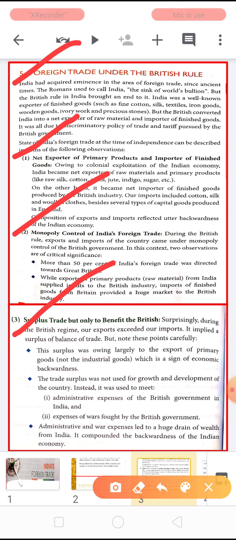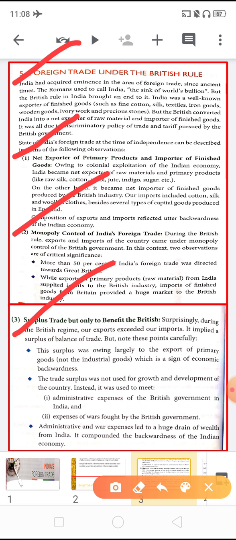Now, the third one is surplus trade, but owing to the decline, the benefits went to the Britishers. Children, under British rule, India became an exporter of primary goods and importer of finished goods. So it implied a surplus in the balance of trade, which points out these things. First, children, the surplus was owing largely to the export of primary goods, which is a sign of economic backwardness. The trade surplus was not used for growth and development of the country.